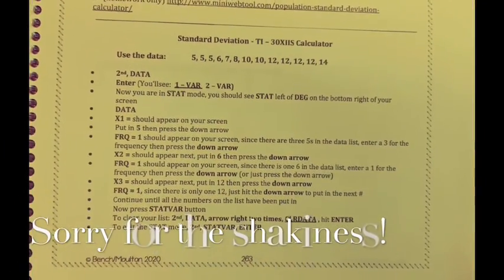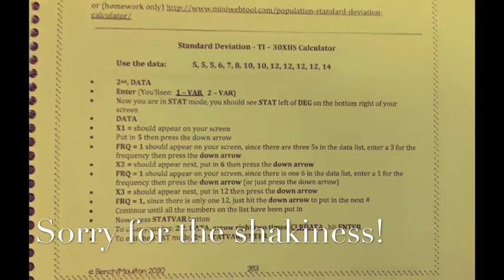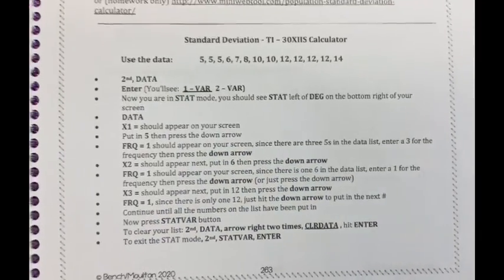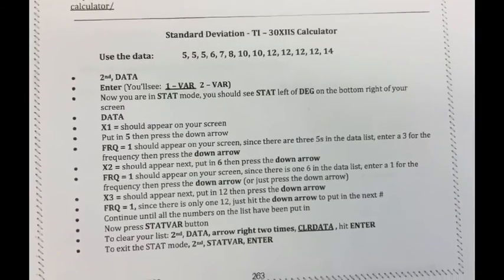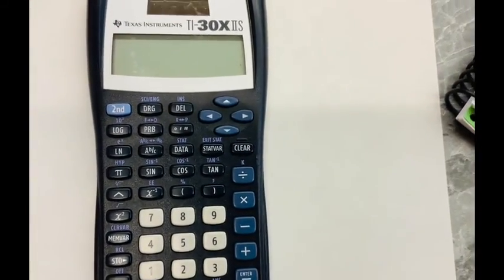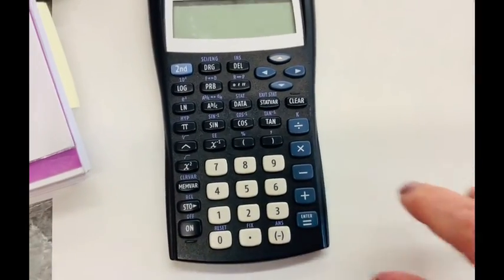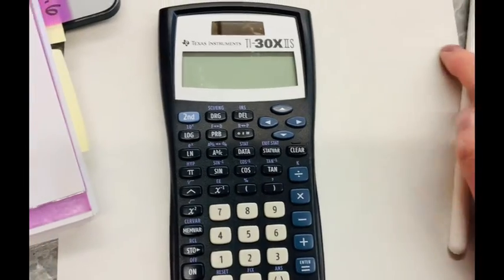Okay, I'm looking at about page 263 in your book in the appendix. It's appendix number 3, and these are the directions that we're about to follow. So I'm going to put that information into my calculator. I've got the calculator right here. This is the 30X2S, and if you don't have this calculator or the graphing calculator, you're going to want to look up how to do it or come and get some help.